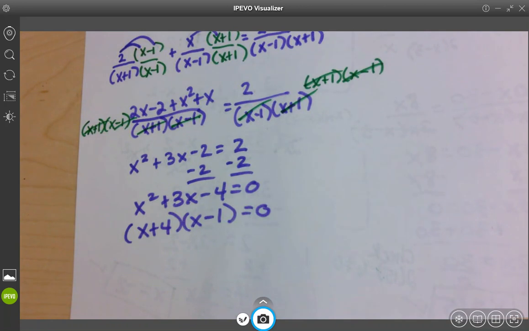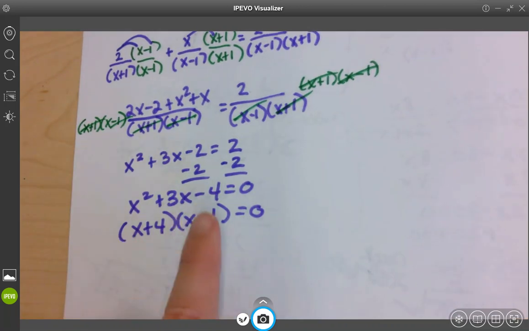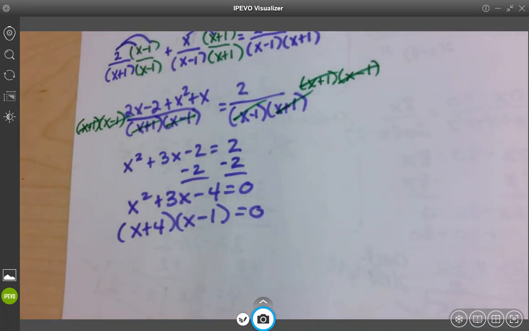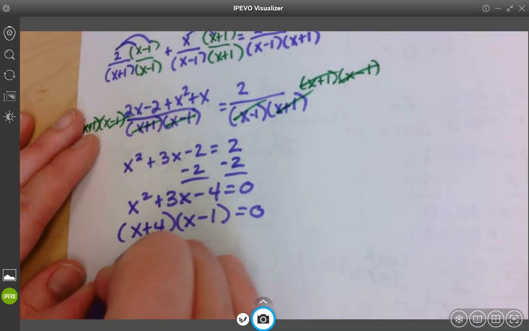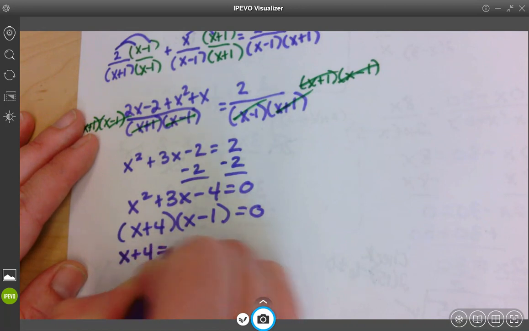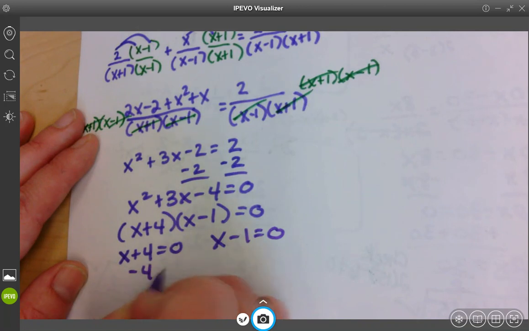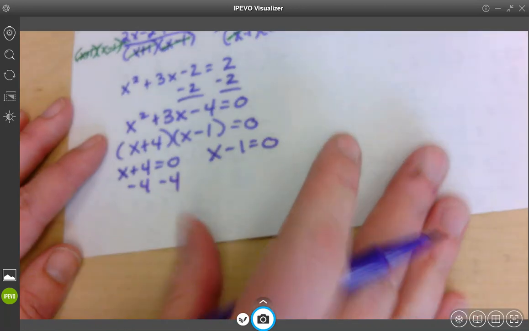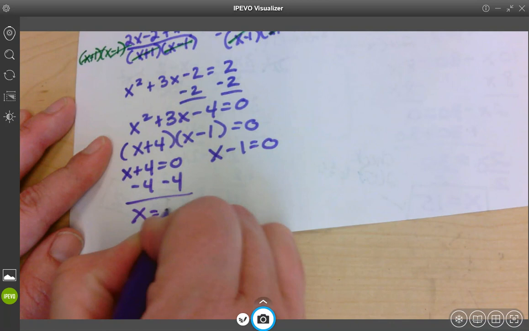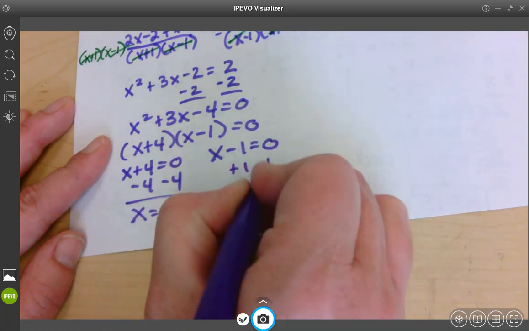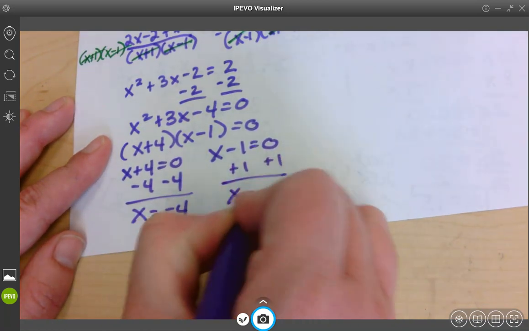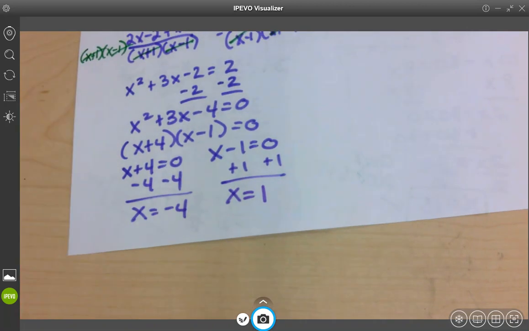All right, so now if I have the product of two terms and the answer is 0, one of those has to be 0. That's the only way the product can be 0, is if either this is 0 or this is 0. It's called the zero product property. So I'm going to set each one equal to 0 to find my possible solutions. All right, so I have two solutions.